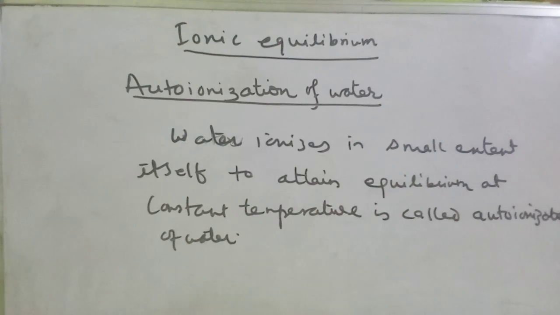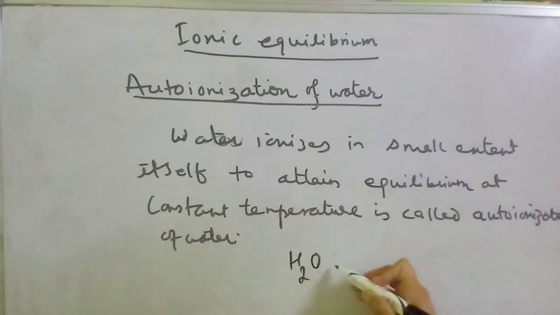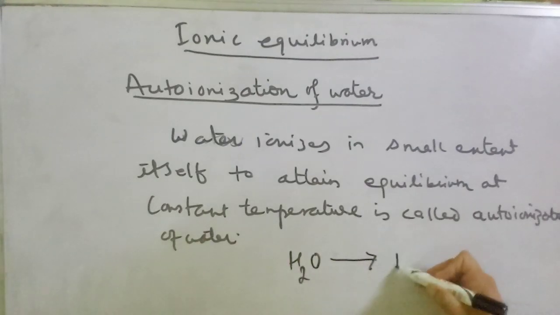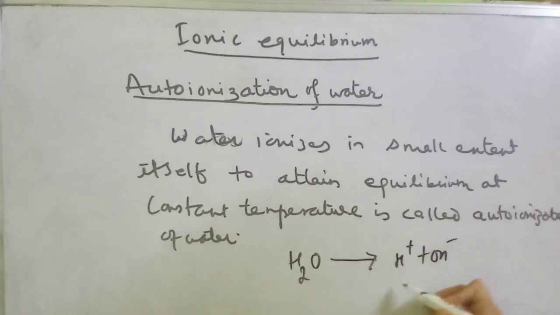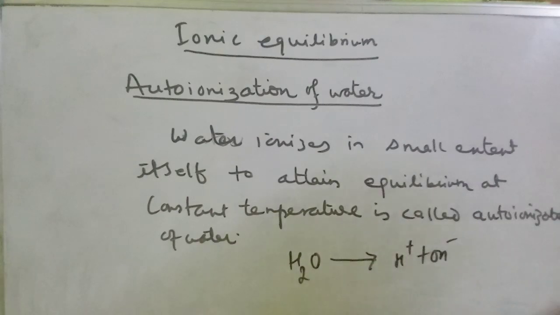So water also ionizes itself. When it ionizes, it gives H plus and OH minus. Similarly, when H plus and OH minus combine, they give water. So it attains equilibrium after some time. This kind of process is called autoionization of water.